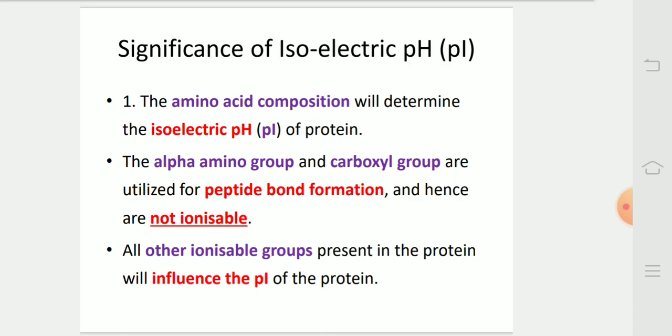Significance of isoelectric pH. The amino acid composition will determine the isoelectric pH, that is pI, of a protein. The alpha amino group or carboxyl group are utilized for peptide bond formation and hence are not ionizable. All other ionizable groups present in the protein will influence the pI of the protein.